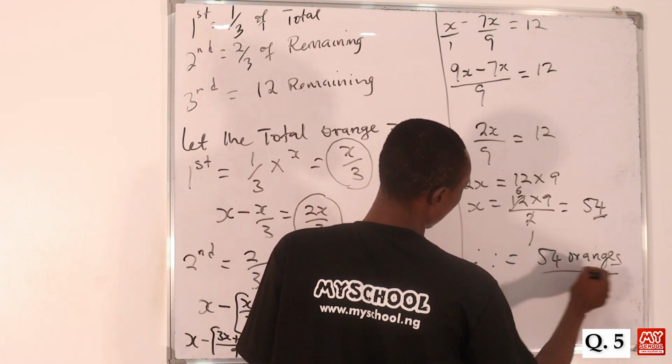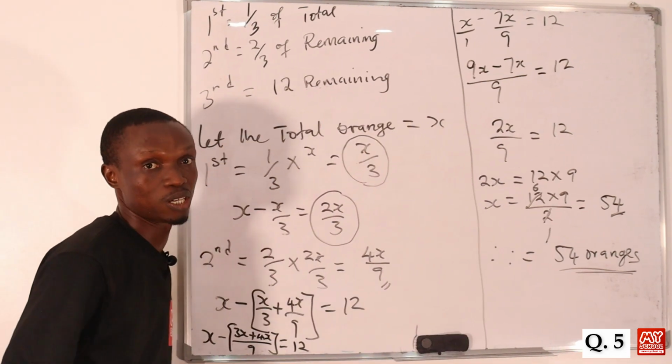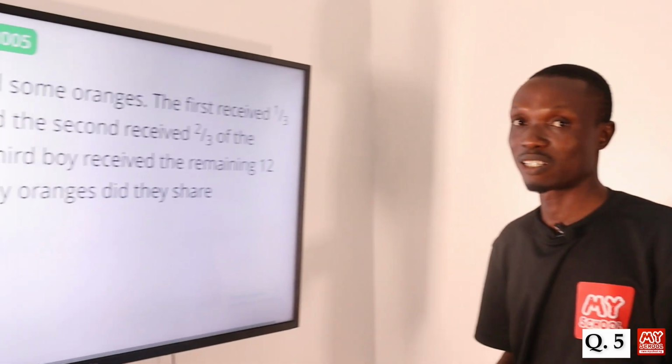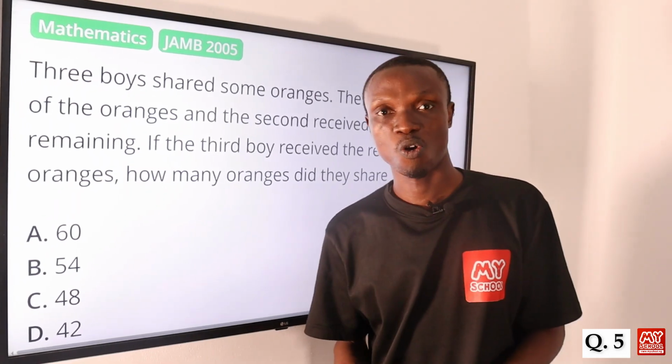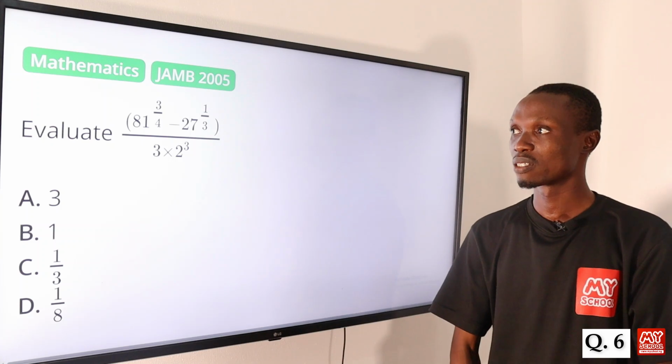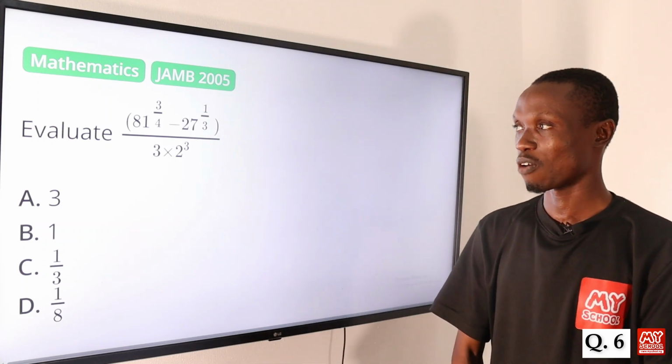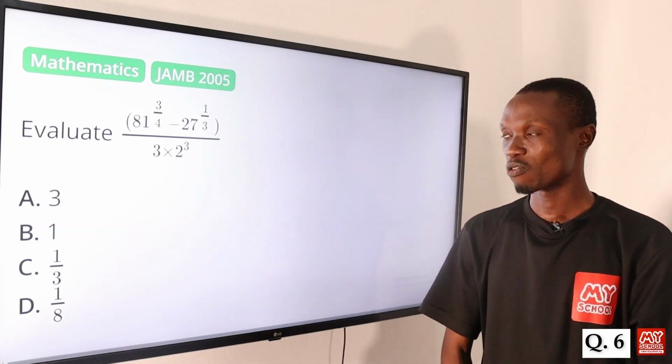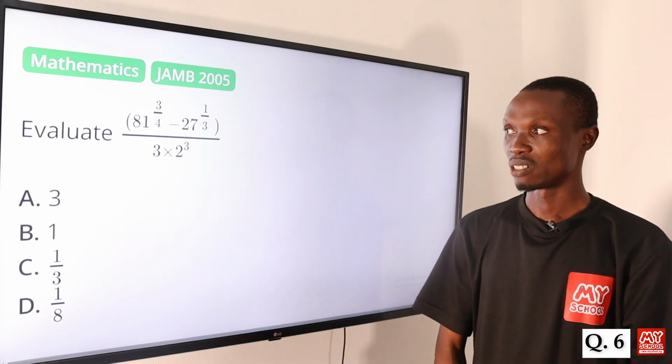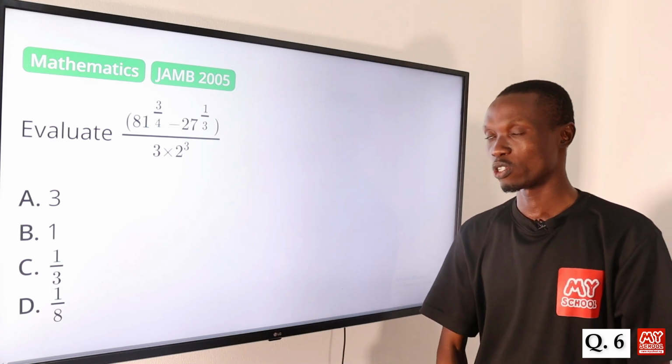Okay, so let's move over to the screen to pick the correct answer to this question, and that is option B, 54 oranges. Question 6. Evaluate, in bracket, 81 raised to power 3 over 4 minus 27 raised to power 1 over 3, divided by 3 times 2 raised to power 3.